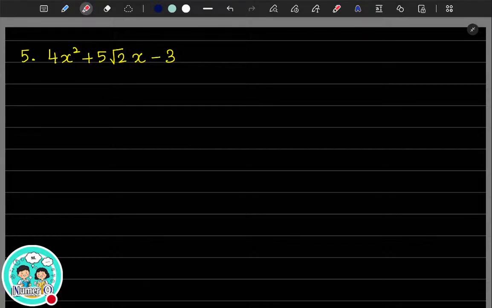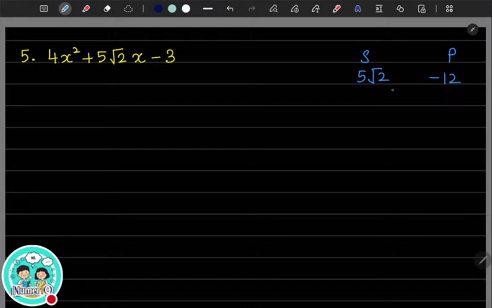In the fifth question, there are a total of say 9 questions in this exercise, and we are just in the fifth one. All the questions are of the similar type. So here also let us do the same way. In order to find the zero, you have to equate it to 0. Get the sum and the product value. What is sum? Sum is your b. What is your b value? 5 root 2. And what is your product? 4 multiplied by minus 3, which is your minus 12.